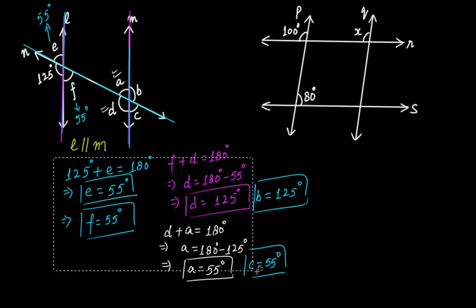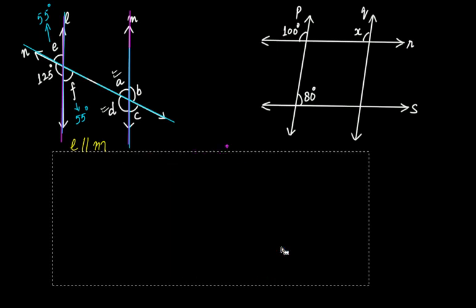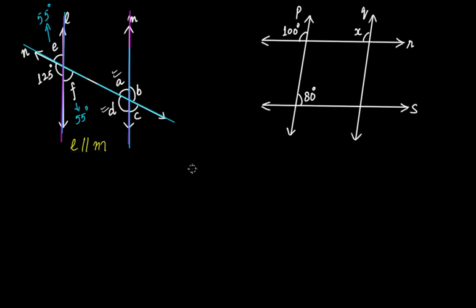Let's solve for this one. Here, P and Q are parallel, R and S are parallel, okay, and you have to tell the value of X.